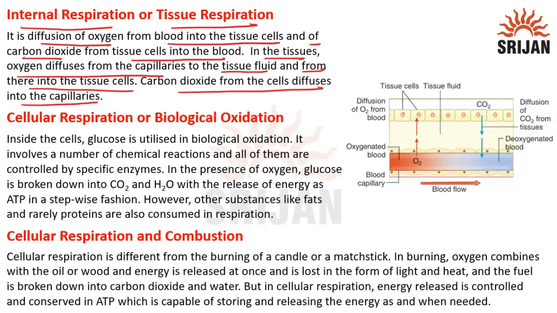So these are the tissue cells and here this is tissue fluid. So here we can see this is the oxygenated blood, that means containing oxygen, and this is diffusion of oxygen from blood, and here we can see this is the deoxygenated blood. So this is diffusion of carbon dioxide from the tissues.